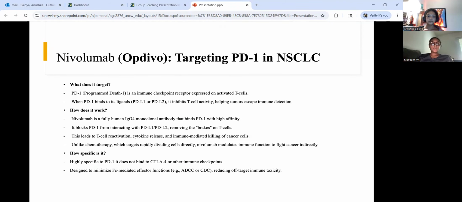And then talking a little bit about specificity, flashback to Bio 101 or 201, where we talked about substrates and enzymes having high affinity for each other, and basically where certain enzymes can only bind with certain substrates and vice versa. So this is similar. PD-1 does not bind to CTLA4 or any other immune checkpoints. So with the Opdivo treatment, this is really good because it can target specifically PD-1. And it is designed to minimize the Fc-mediated effector functions, which also aids in reducing the immune system's ability to fight off cancers.